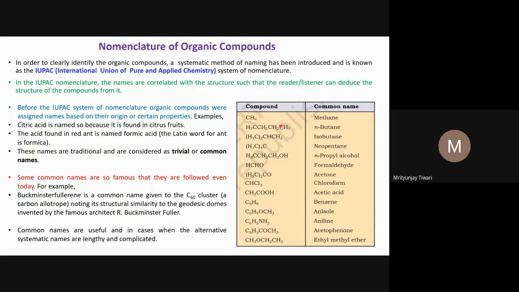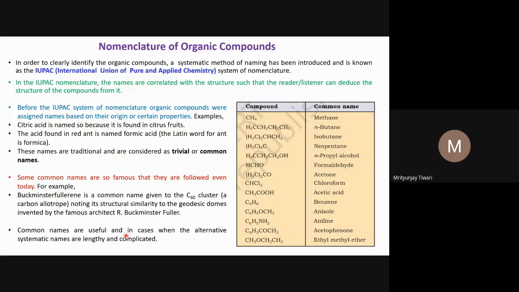Ethane was also a common name. Propane and butane, up to butane, it was the common name, initially the primary name that was given. Later on, we have seen other alkanes and systematic names are given. So common names are useful in cases when the alternative systematic names are large, so lengthy and complicated.